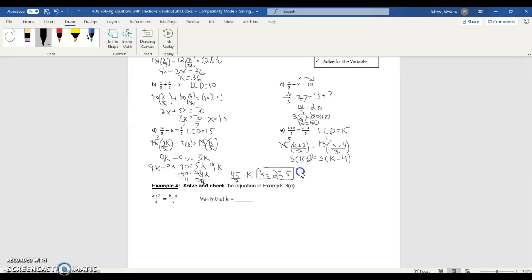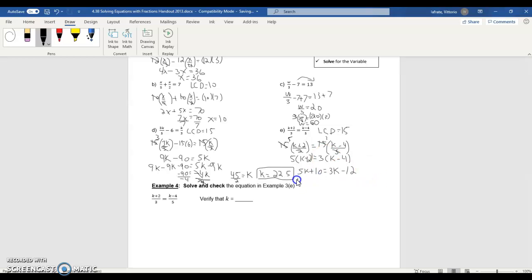So 5 times k is 5k. 5 times 2 is 10, so plus 10 is equal to 3 times k is 3k. And then 3 times negative 4 is negative 12. I'm going to collect all the variables to the left side, and then all the constants to the right side. So I'll do that in steps.